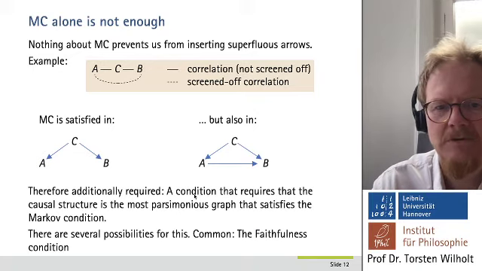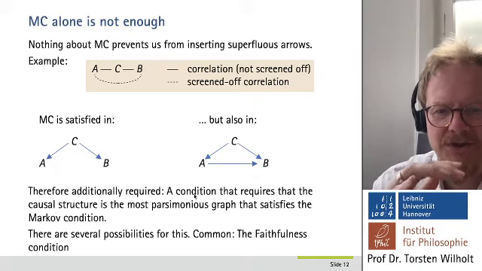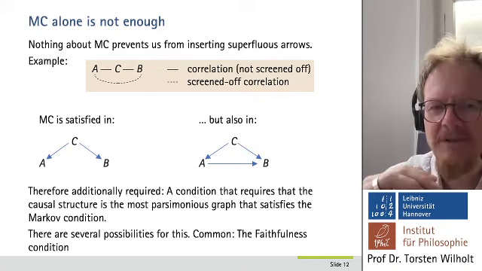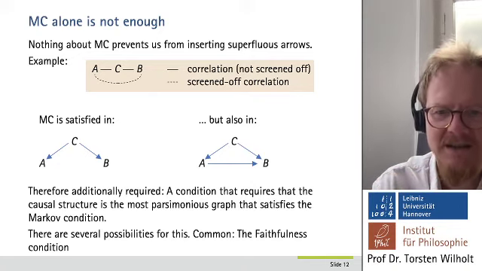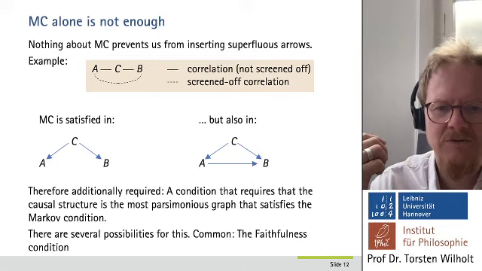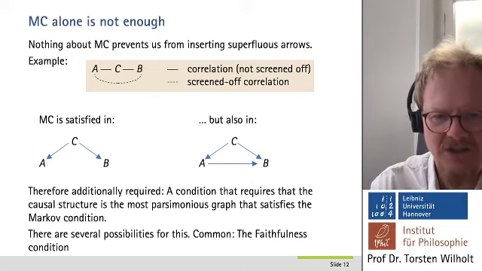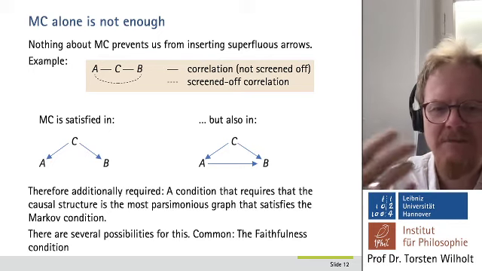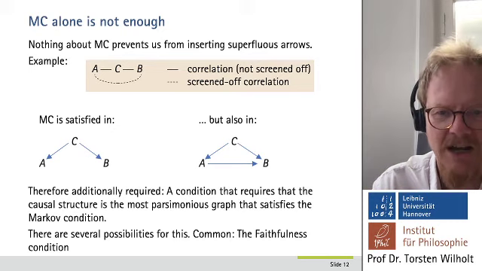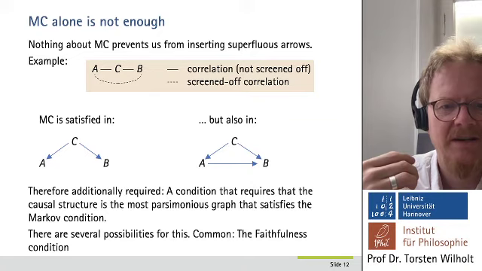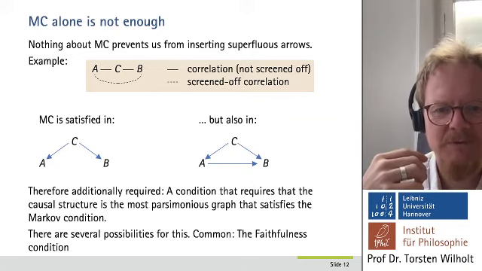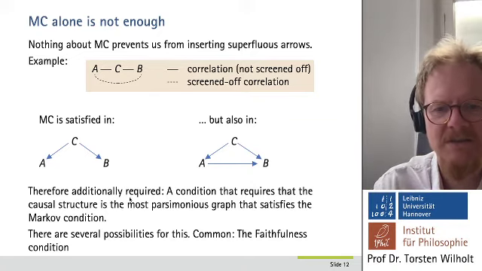So we need to make additional stipulations. We need a condition that somehow requires us to not choose just any structure that satisfies the Markov condition, but somehow choose the most parsimonious graph that satisfies the Markov condition. There are several possibilities for this, and the most common is the so-called faithfulness condition.